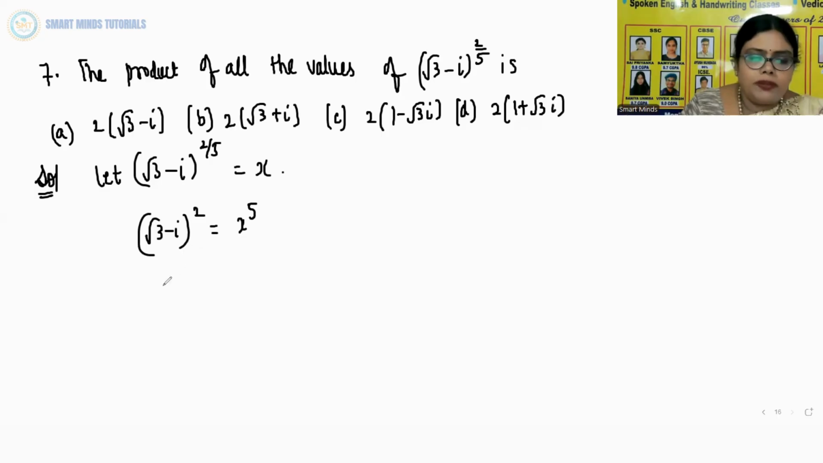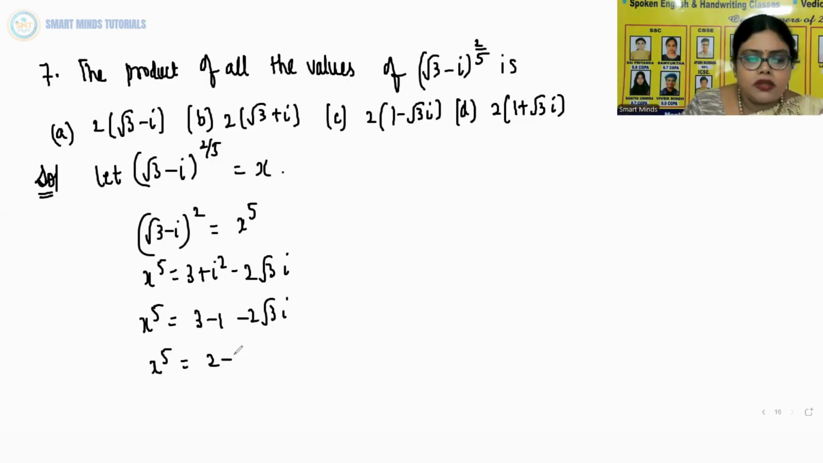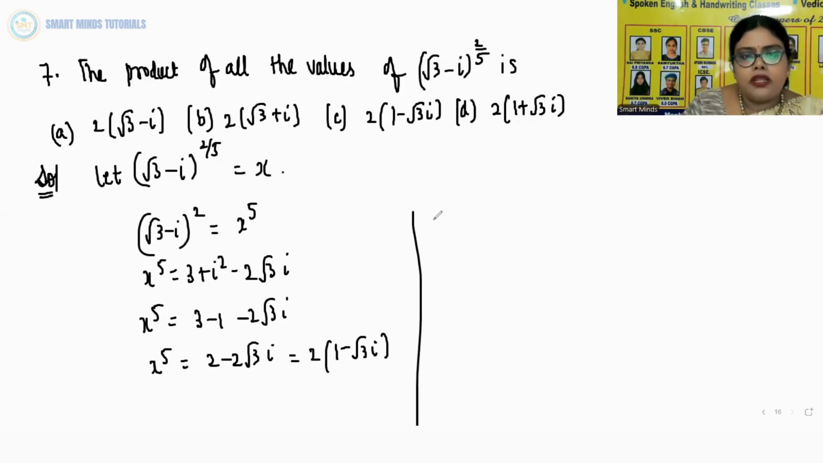Now we open the brackets here. x power 5 is equal to 3 plus i square minus 2 root 3i. So x power 5 equals 3 minus 1 minus 2 root 3i. So x power 5 equals 2 minus 2 root 3i. If we take 2 common, we get 1 minus root 3i. So clearly, the product of all the values is 2 into (1 minus root 3i). That is option C.